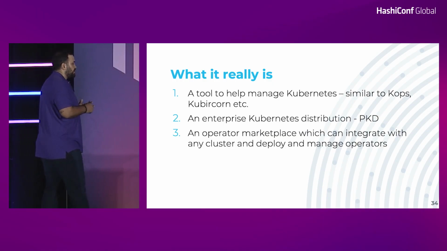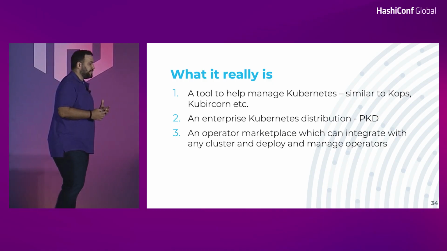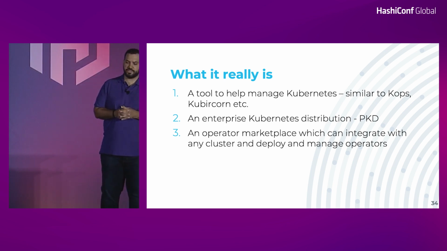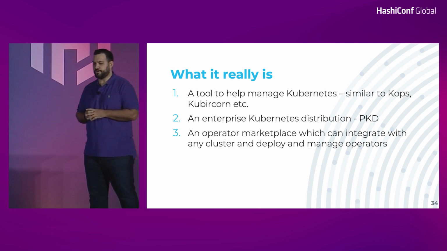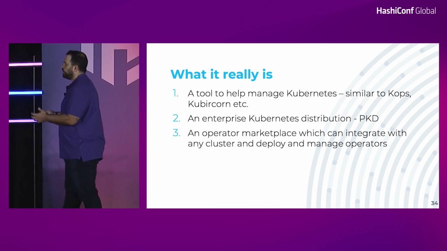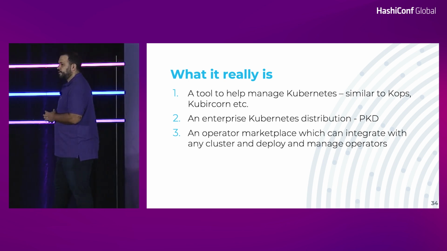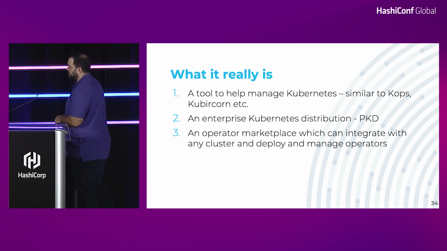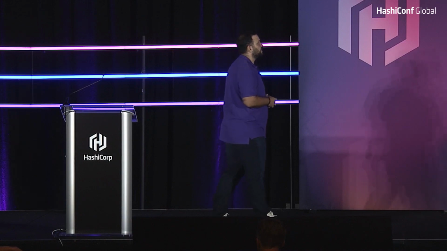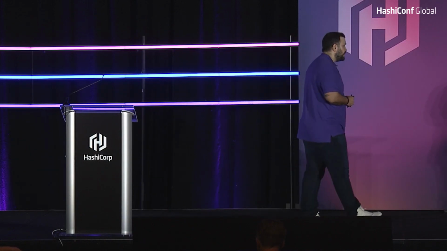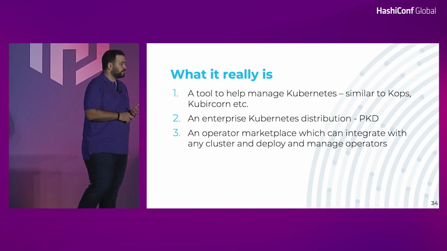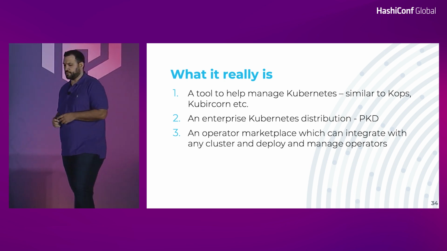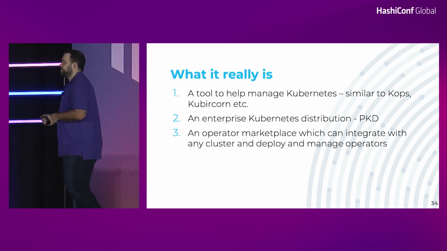So Ploigos is 3 different things. The core is a tool to help manage Kubernetes. It's similar to Kops, to Kubicorn, to all those other projects. The difference being that the focus here is on federated clusters in a multi-cloud environment. It's also an enterprise Kubernetes distribution, which is called PKD, Ploigos Kubernetes Distribution.